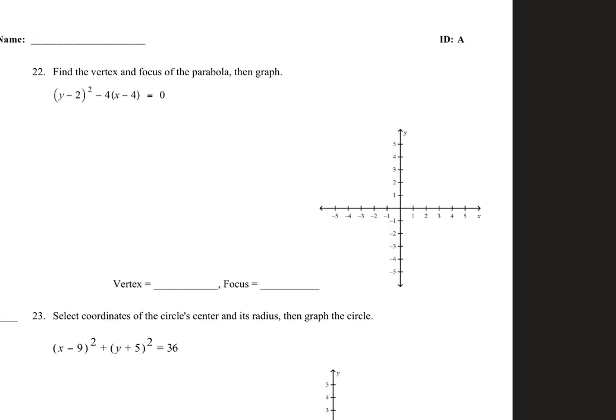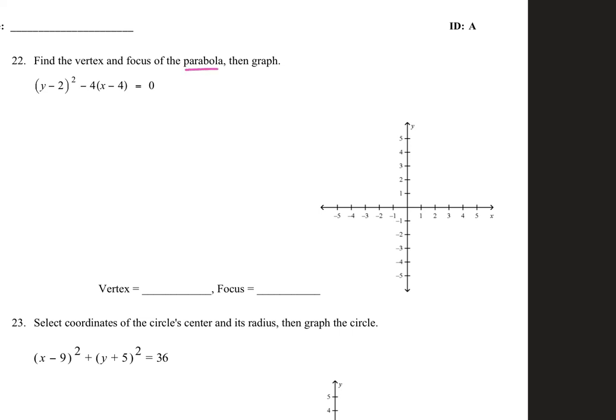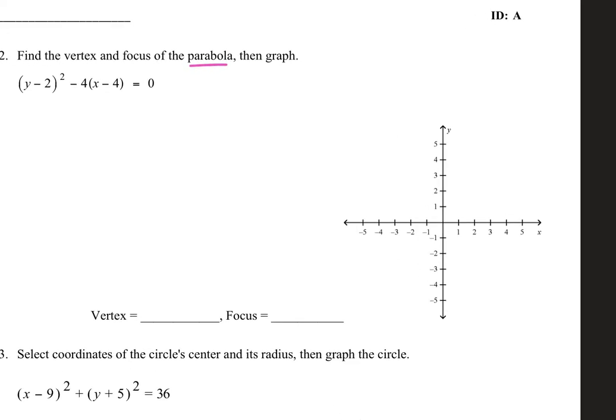22 says find the vertex and the focus of the parabola. If it's a parabola, we want to get the squared term on the side by itself. So I'm going to leave the y minus 2 squared and put the 4x minus 4 on the other side. Because it's a y squared and a positive 4p, I know this is going to face the right. The vertex is the opposite of what follows x, so it's 4, and the opposite of what follows y, so it's 2. So already I can plot that, and I know it opens to the right.